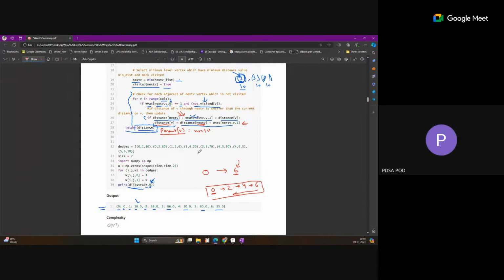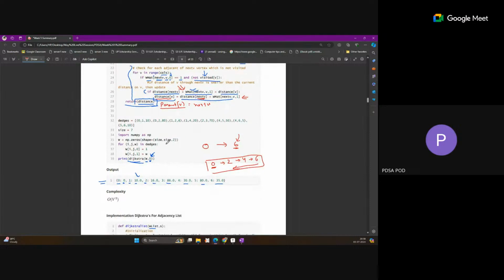And we have already done this type of problem in the previous week, live coding problems, and maybe some assignment also. So you can do this process, this backtracking.